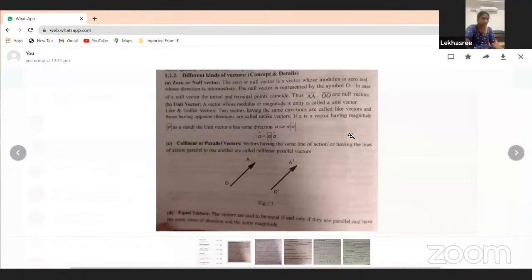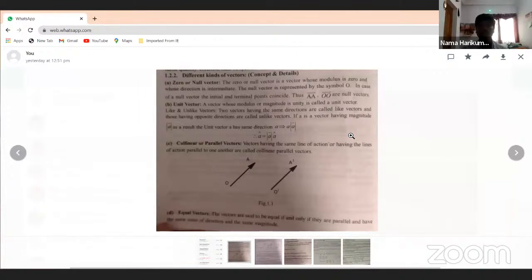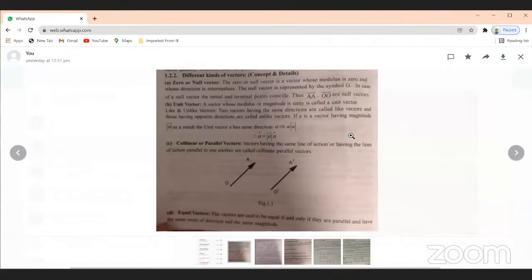Is it understood or not? Yes, sir, understood. So next, first of all you have to write the zero or null vector definition. You can write it as a heading. Put the heading as zero or null vector.